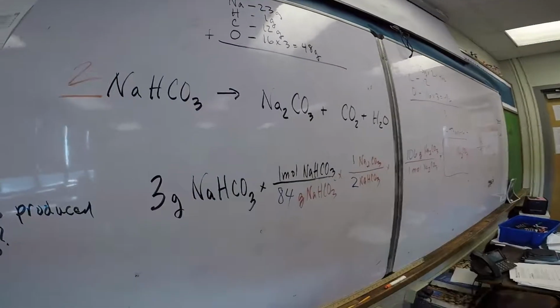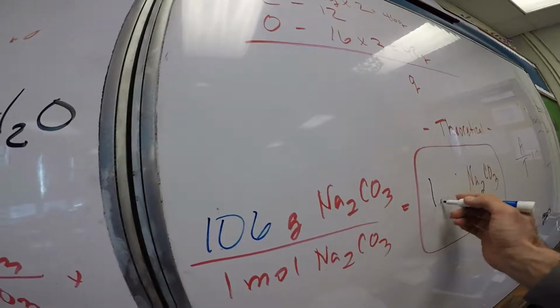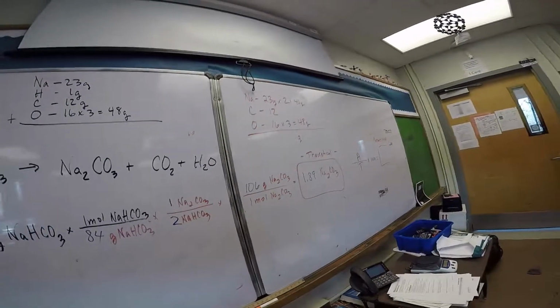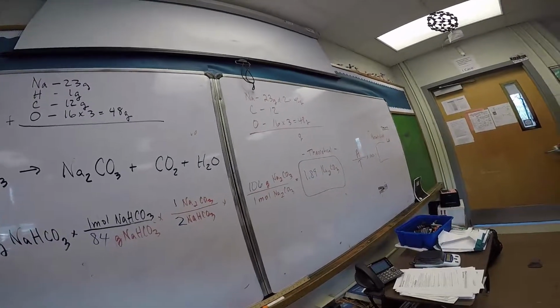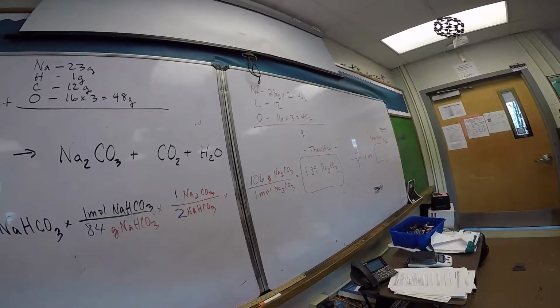And then you're going to do the math here. We're going to take 3 divided by 84 times 0.5 times 106, and it's 1.89. That is the theoretical. That's how much you're supposed to make today. So when we go into the lab, that's what you're trying to do. You're trying to make 1.89 grams of sodium carbonate.